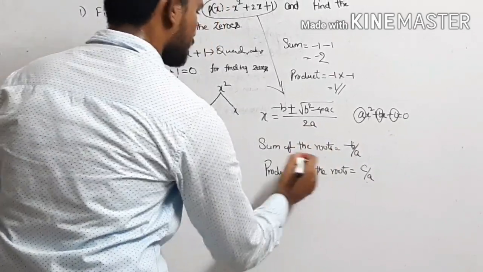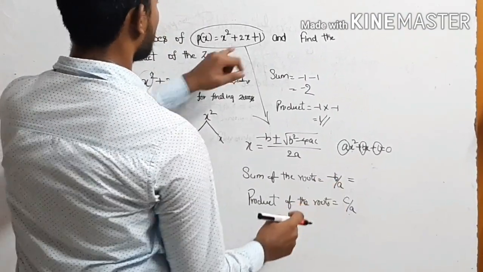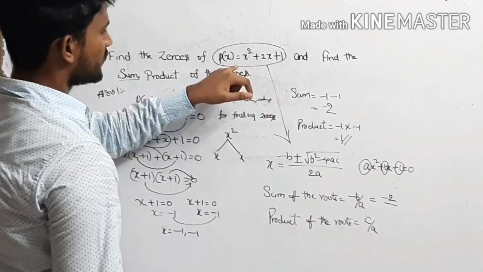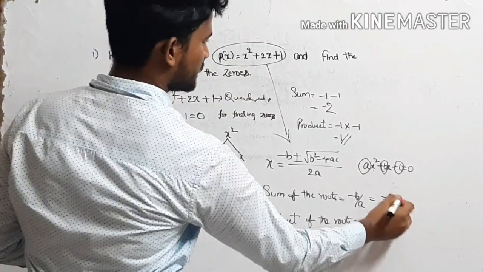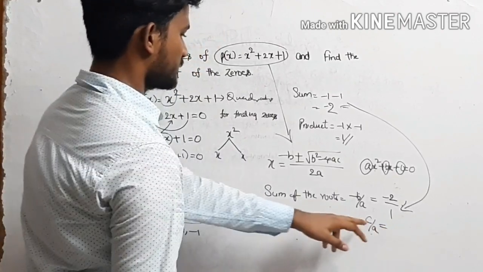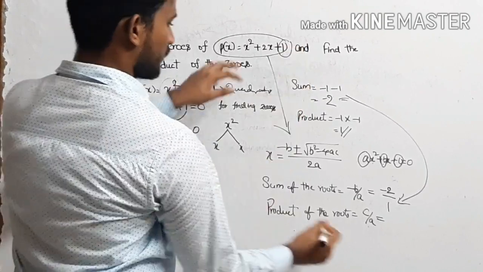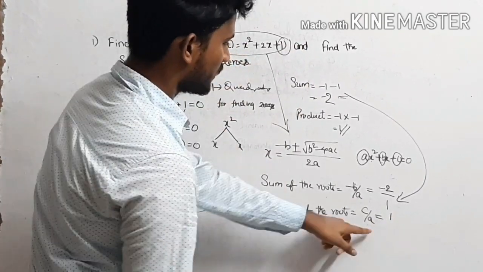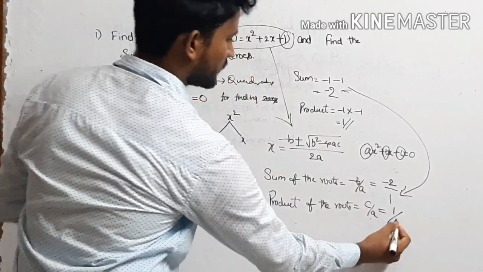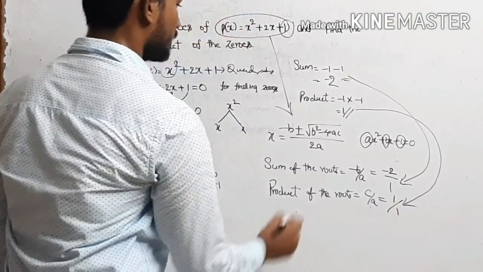We can do it like this also, by the direct process. Sum of the roots is minus b by a. Here minus b means minus 2, and the coefficient of x square is 1, so it equals this. And c by a: the constant term here is 1, and a, the coefficient of x square, is also 1. It equals the product of the roots.